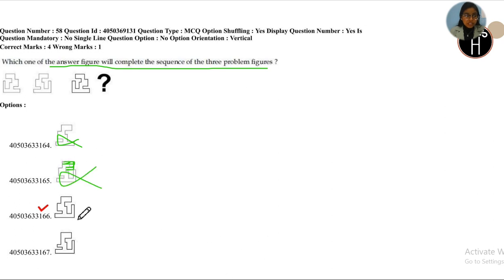Now we are left with C and D. As you can see here, this part will punch out, but see over here, this is not as per your question images. So this is also out. Now we are left with only option number C. So in this way only we can solve this question.